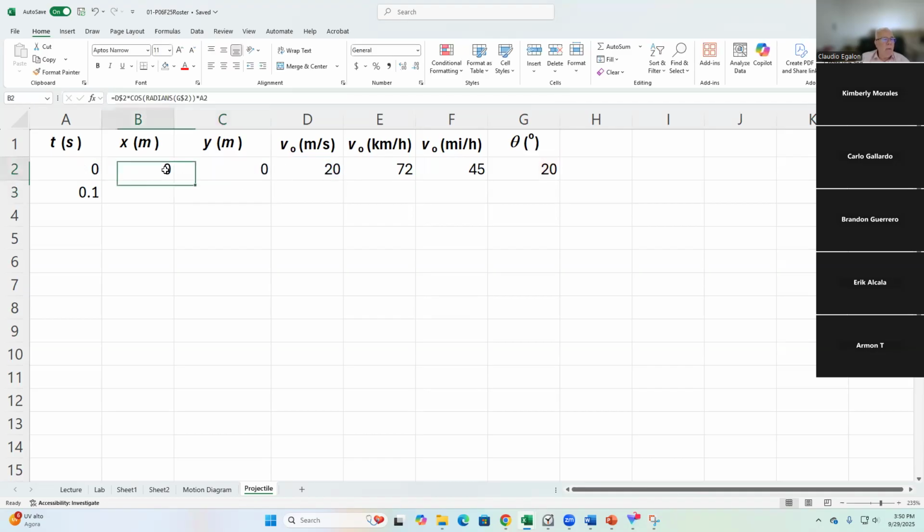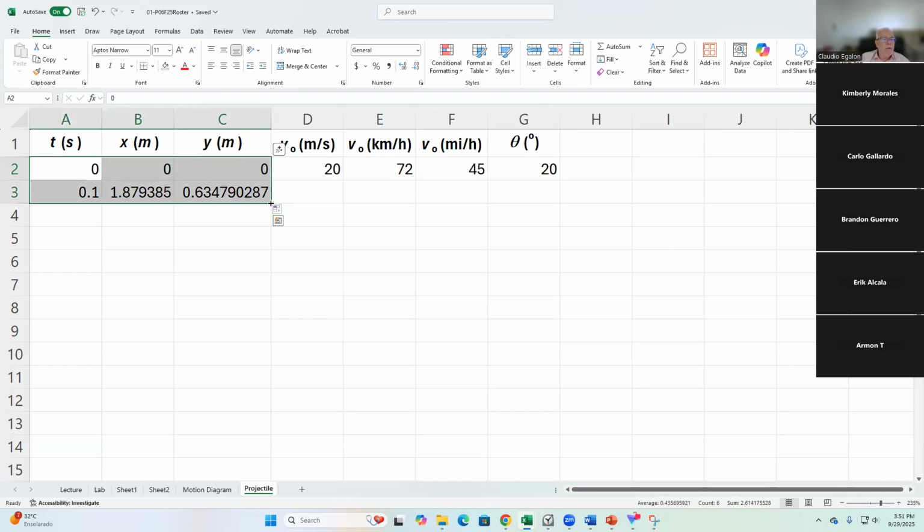Okay, and now we can start calculating the positions, the XY position, right, of the projectile. 1.87 meters away from the origin. Okay, and then we can do it for the rest, right? Here you go. It's climbing.